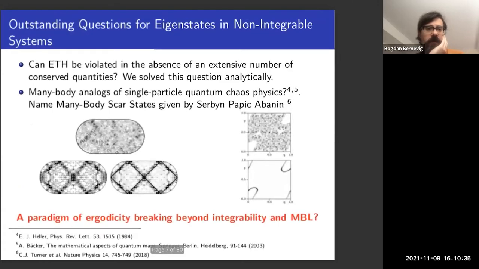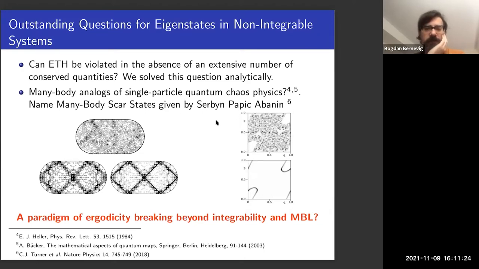So now the question we wanted to pose is: can ETH be violated in the absence of an extensive number of conserved quantities, so no integrable systems, and in the absence of disorder, so no many-body localization either? So in a purely translationally invariant, interacting system, without disorder and without integrability. We solved this question analytically, and this was later found in independent work, the two works basically didn't know about each other. This was later given the name of many-body scars by Serbyn, Papić, Abanin and Turner et al.